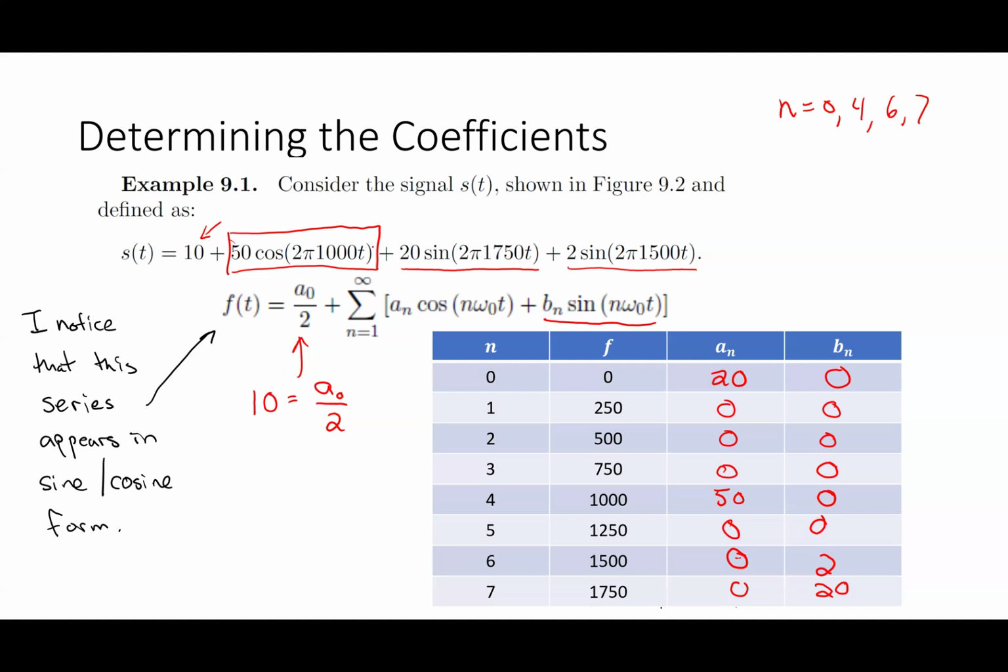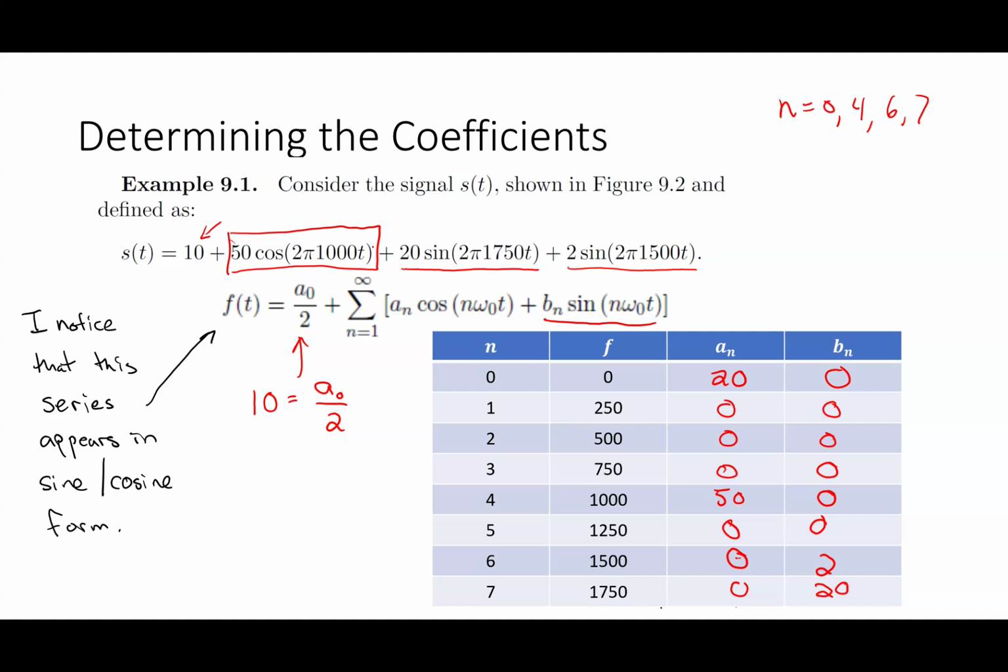Because it's a cosine term, I said that A4 is 50. Why don't I have a B4 term? Why do I say B4 is equal to 0? With this series here, why do I say B4 is 0? All the B sub n values are the coefficients of the what? Sine. I don't have a sine at 1250t, right? So I only have the A.